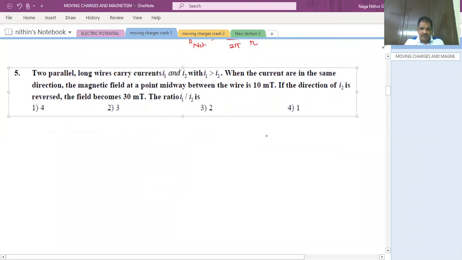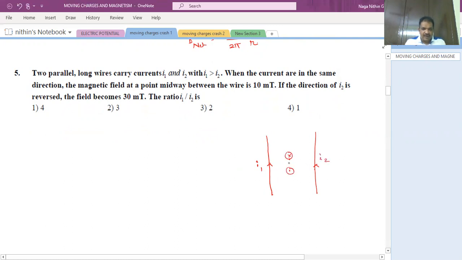So here one wire is there like this. Straight lines, a little bit it is sliding. Currents are in the same direction. First, this wire here will create a cross field. This wire will create a dot field. I1 is greater than I2.